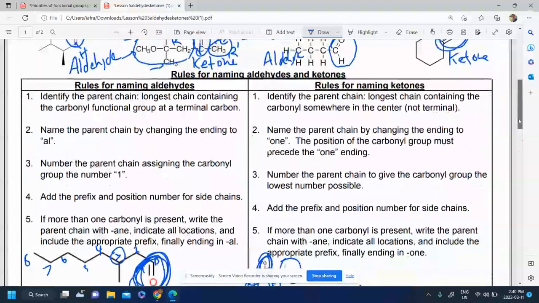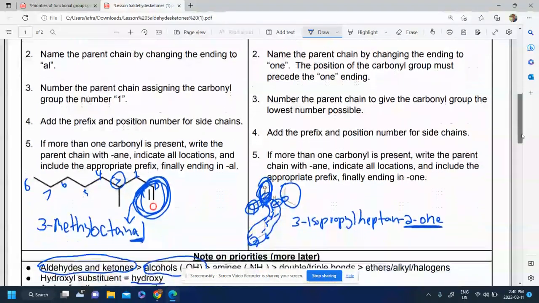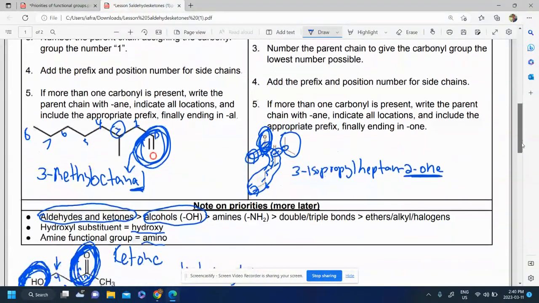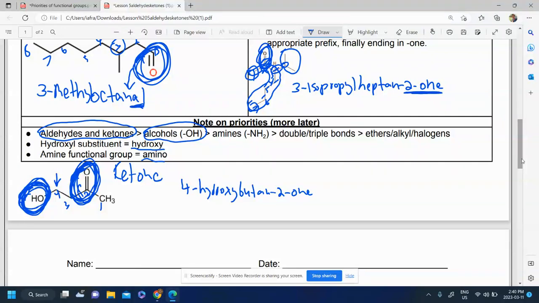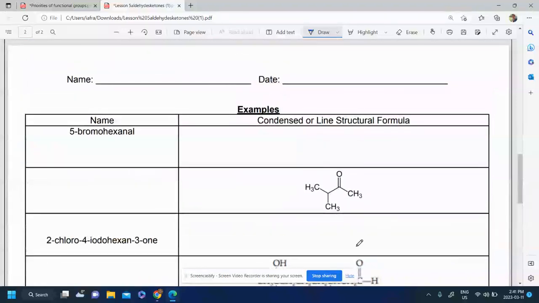The rules for naming aldehydes and ketones were discussed, and they're very similar to each other, but there are some key differences, so please make sure that you understand them. And then please make sure that you go over the priorities to understand that when you have something high priority and something low priority, the lower priority one becomes a substituent and has a substituent name, such as hydroxy for the hydroxyl group or amino for the amine group. In the next video, we'll do some more practice problems related to naming and drawing aldehydes and ketones.